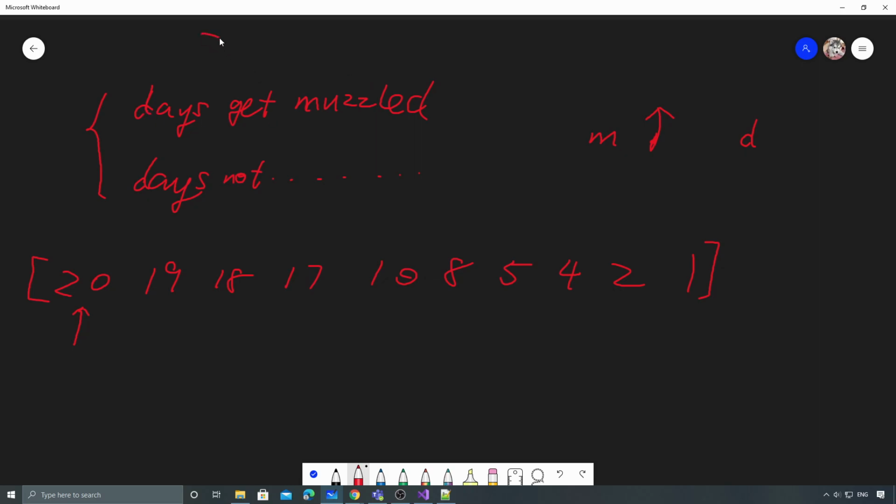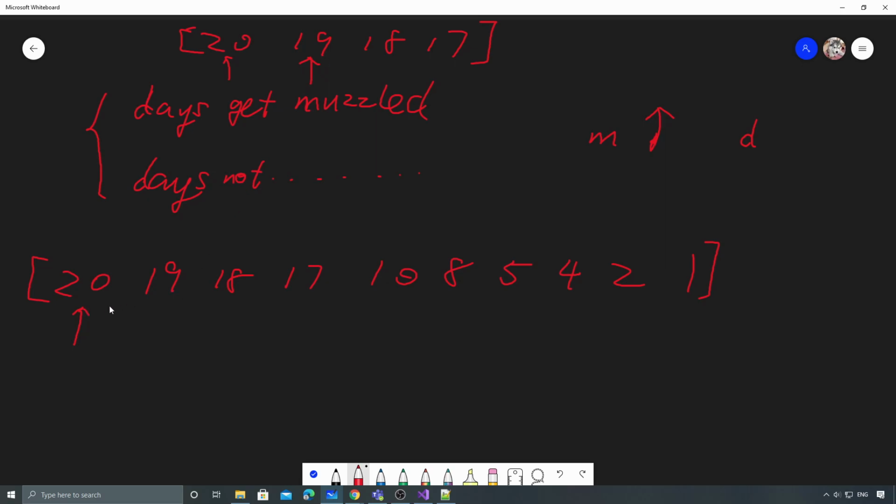Let's say we have 20, 19, 18 and 17. Let's say all 4 days will get muzzled. Then if we were to choose one muzzle day, we will of course choose the biggest one, right? Because since we'll get muzzled for d days, why not just choose the day with the biggest fun factor, right? And then if we were to choose 2 days that will get muzzled, of course we'll choose the two biggest numbers. Yeah, and that's going to be our basic strategy.